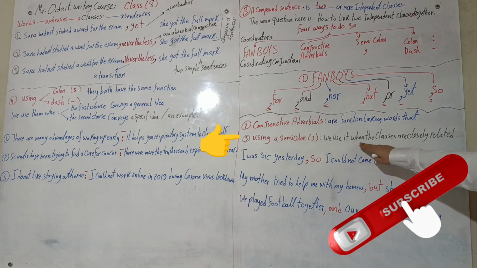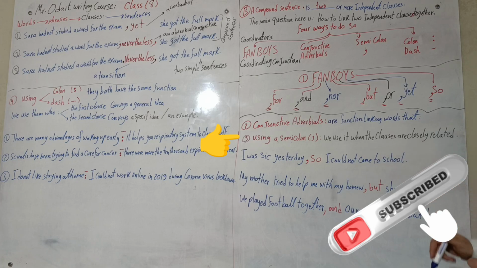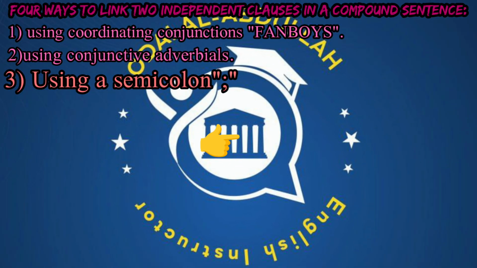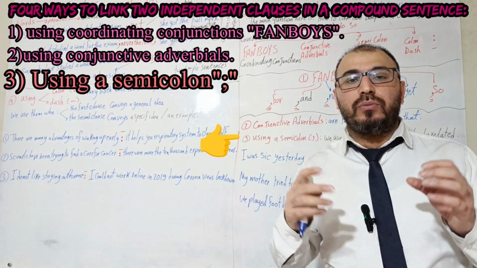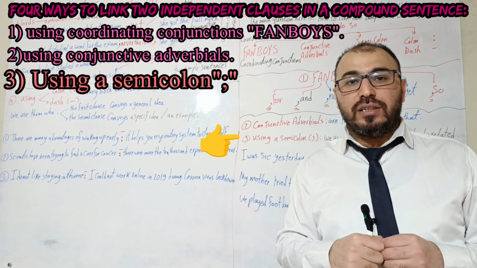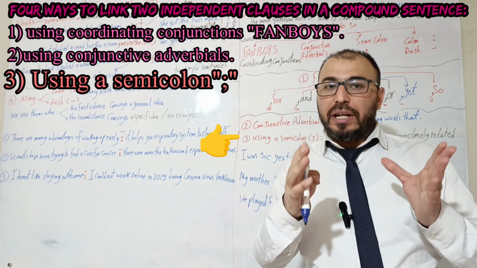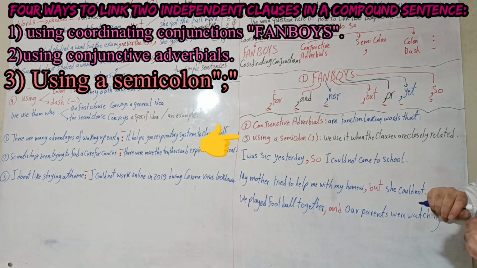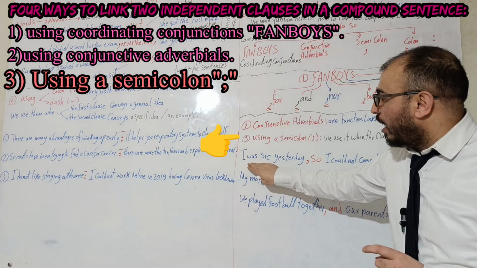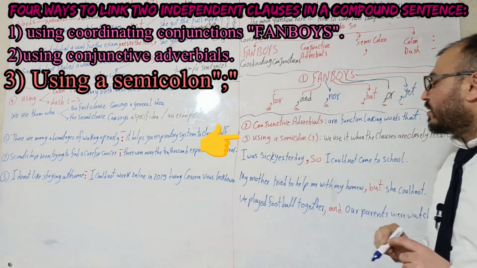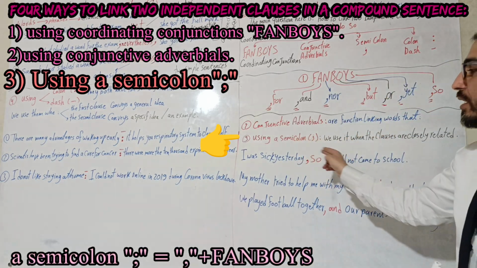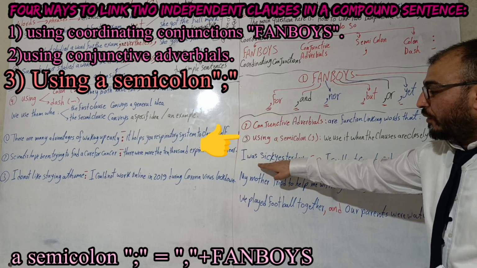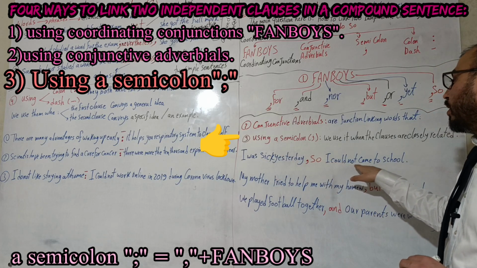We use a semicolon when the clauses are closely related. And here, my friends, I recommend using a semicolon when the two clauses are related in, for example, an obvious way. I would like to give you an example here. I say, I was sick yesterday, so I couldn't come to school. And here, my friends, you can see the connection between these clauses. The first one is the reason for the other one.